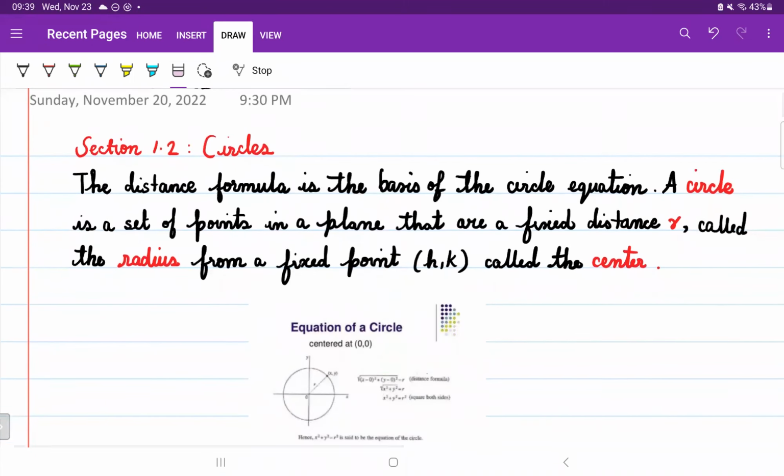The distance formula is the basis of the circle equation. A circle is a set of points in a plane that are at a fixed distance r, called the radius, from a fixed point h, k, called the center.